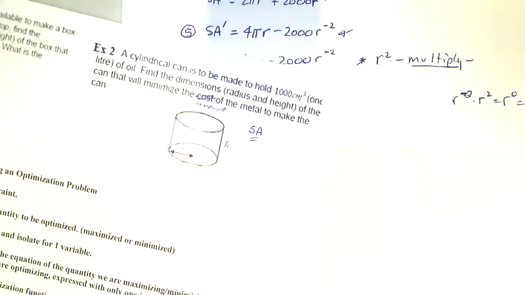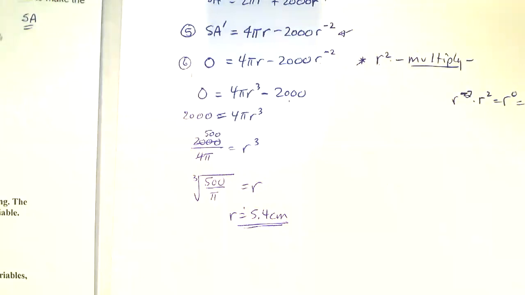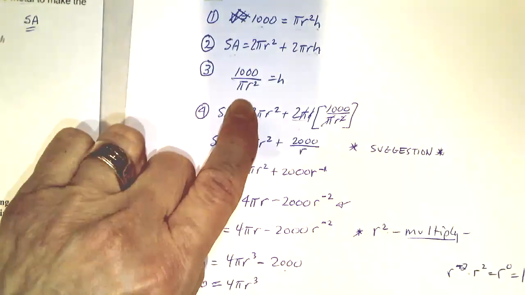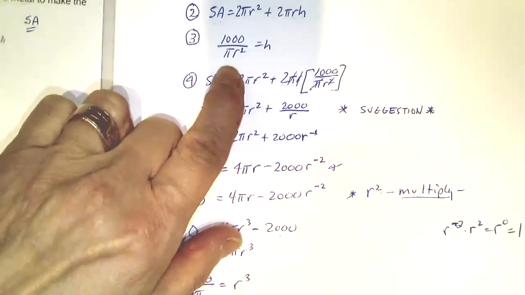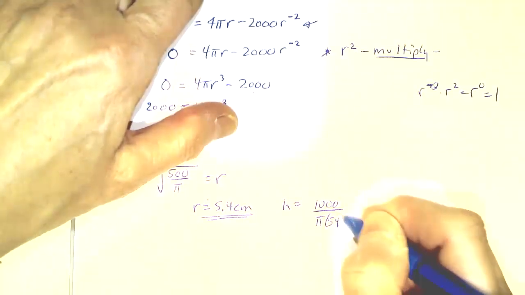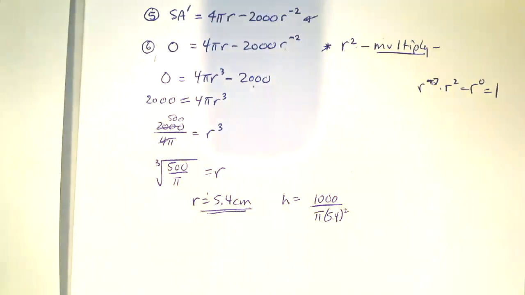They don't say find how much tin they used, how much material. They just say find what the radius and the height is. So it makes it easy for me because I got the radius. All I got to do now is go back up and use this formula, right, to get the height. And I'll punch that out. 1,000 divided by pi times 5.4 squared. I put that in a bracket, otherwise order of operations.